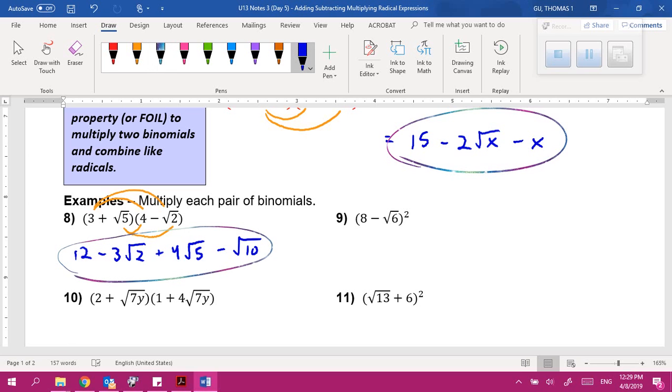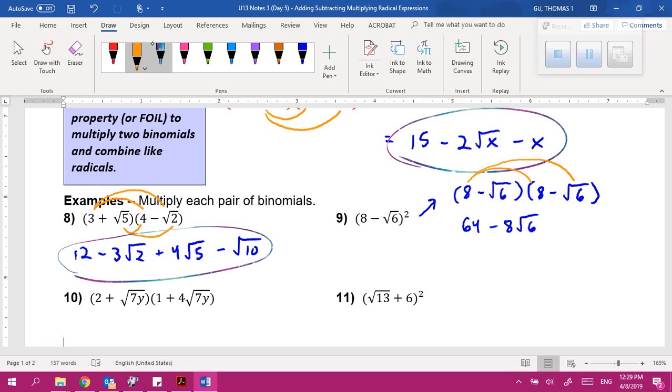Number 9. How should I rewrite number 9? Yeah, double it. So 8 minus square root of 6 times 8 minus square root of 6. All right, what should I multiply now? Which is? What do I multiply next? Right, negative 8 square roots of 6. And then what should I multiply next? Which is? Right, don't forget the sign that's in front of the square root of 6, right? And lastly?